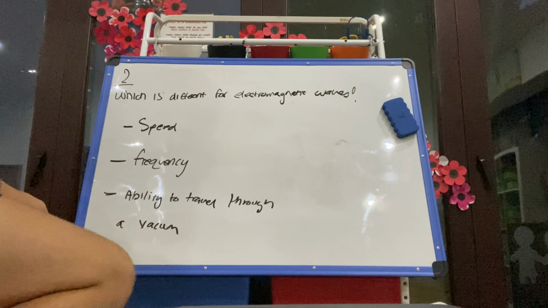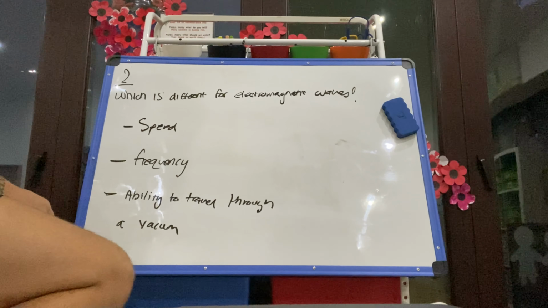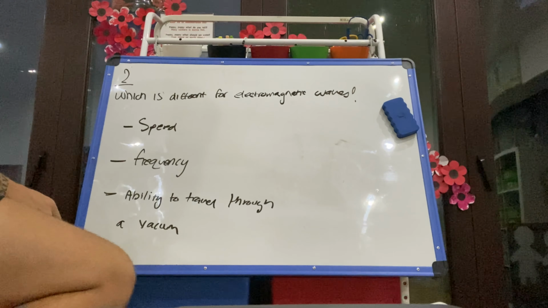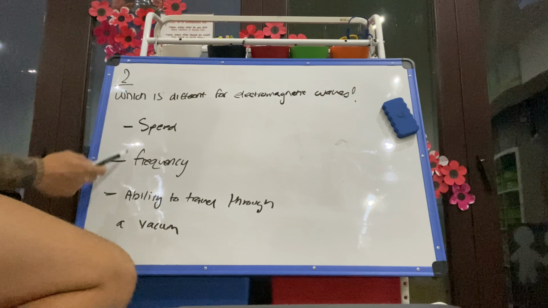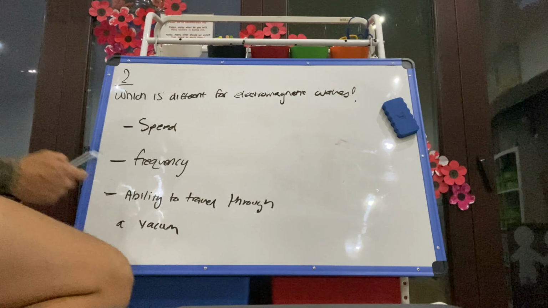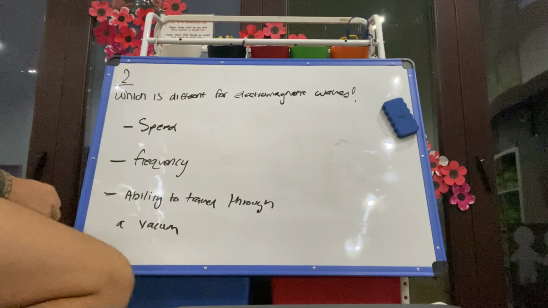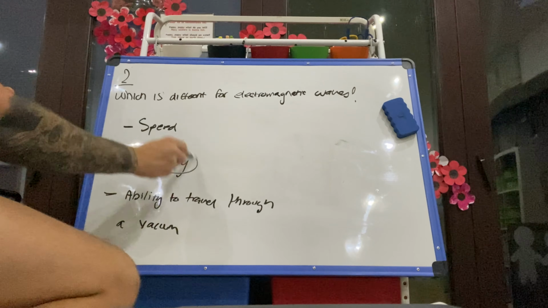So question 2 is what is different for each type of wave in the electromagnetic spectrum? Is it the speed, the frequency, or its ability to travel through a vacuum? And obviously the answer is frequency.